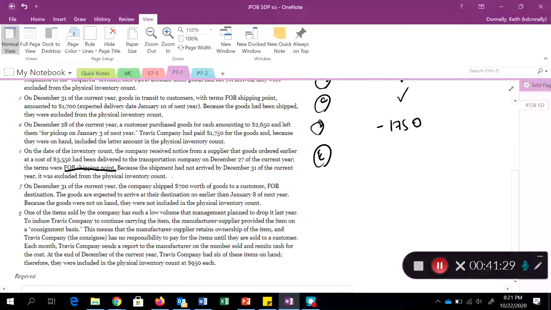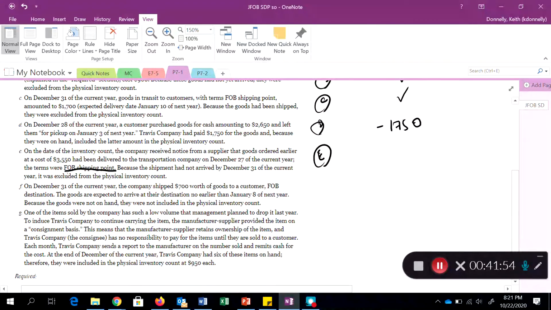Because the shipment had not yet arrived by December 31st, it was excluded. So here's the deal. We bought something. The terms of that agreement were FOB shipping point. We see on our eBay account that the guy shipped it. Once he ships it, it's ours. We haven't actually received it yet. We're still waiting to get it. We're tracking the shipping, but it is ours.